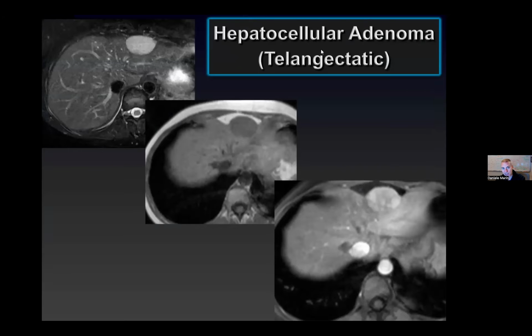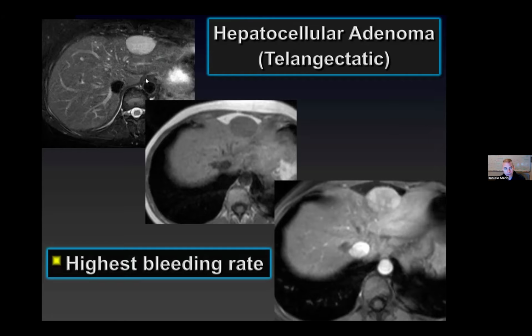This is the classic example of a telangiectatic or inflammatory subtype. These are the ones that are more commonly associated with bleeding. What do I look for if I want to make a diagnosis of a telangiectatic? I look at the T2 weighted images. These lesions typically have a very bright T2 signal on the T2 weighted images, and that is very pathognomonic, very characteristic for inflammatory or a telangiectatic subtype of hepatic adenomas. Again, the highest bleeding rate.